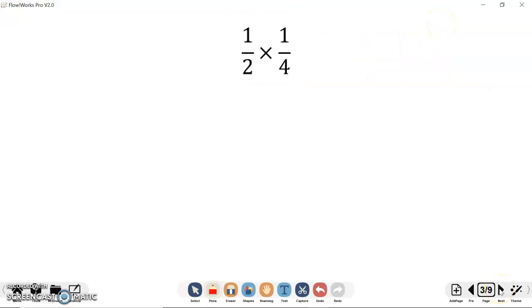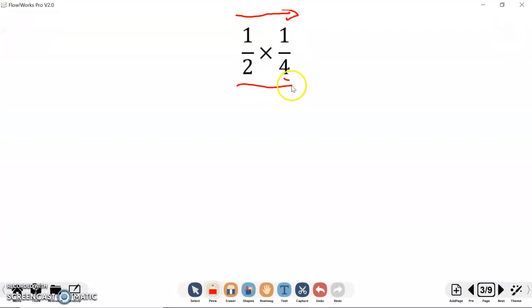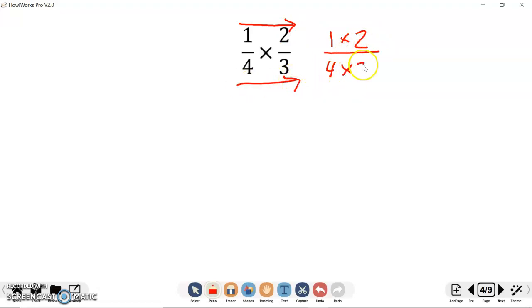Looking at the next one, we have 1/2 times 1/4 across the top and across the bottom. 1 times 1 is 1, and 2 times 4 is 8. Same thing, 1 is on the top, so we're not going to be able to simplify. Then we have 1/4 times 2/3. So across the top, we have 1 times 2, and on the bottom, 4 times 3. So 1 times 2 is 2, and 4 times 3 is 12.